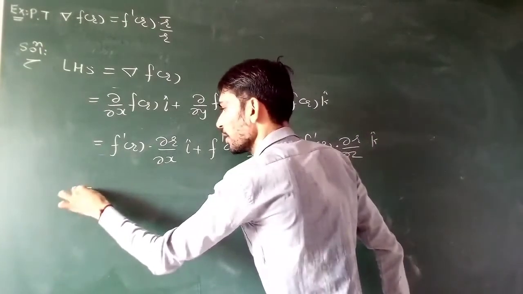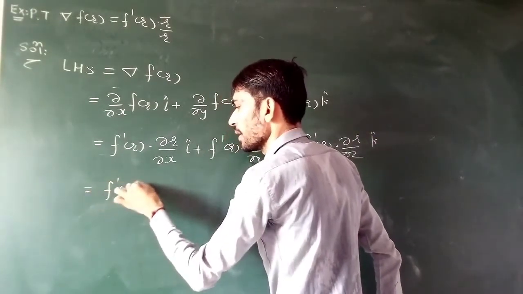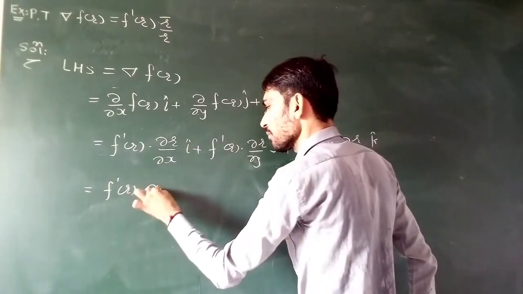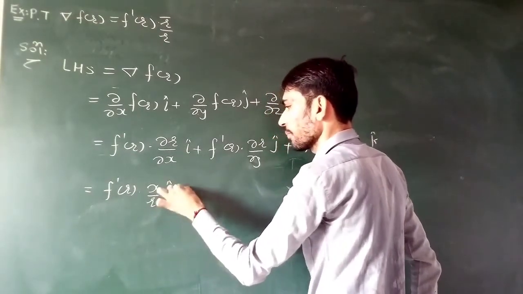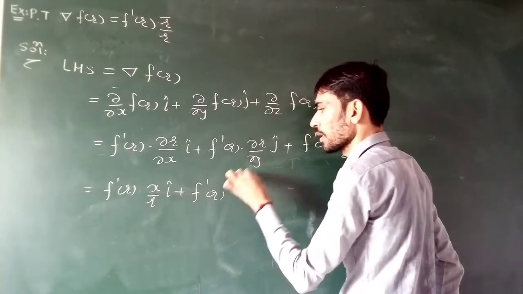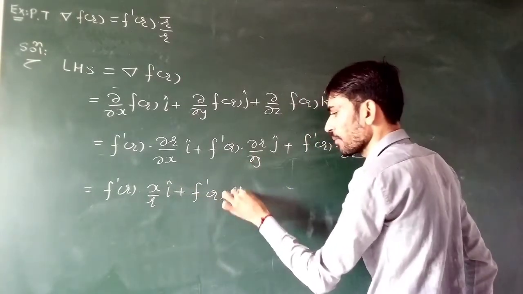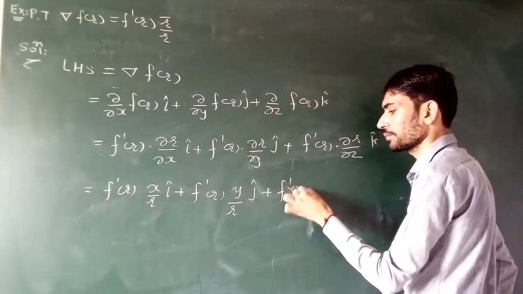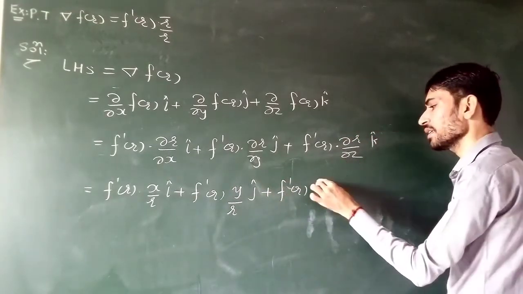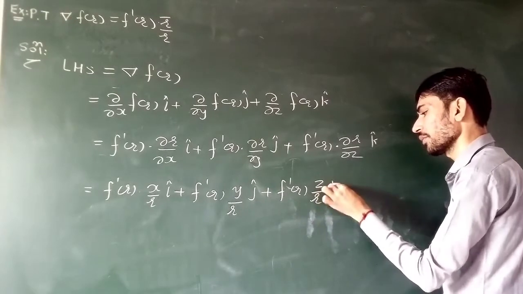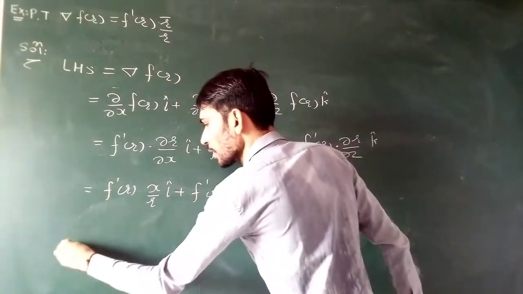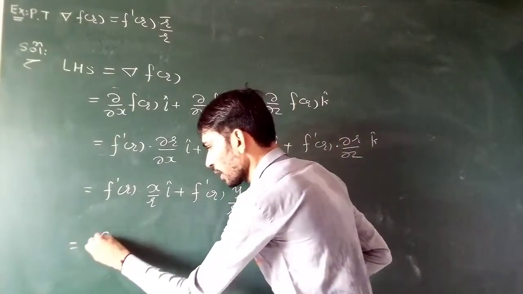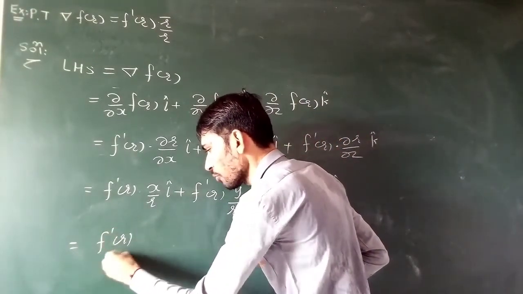Now we substitute the value. What is the value of del r by del x? It is x by r i cap plus f dash r. Value of del r by del y is y by r into j cap plus f dash r. Value of del r by del z is z by r into k cap. Now take f dash r upon r common in all these terms. So now we take f dash r upon r outside in all these terms.